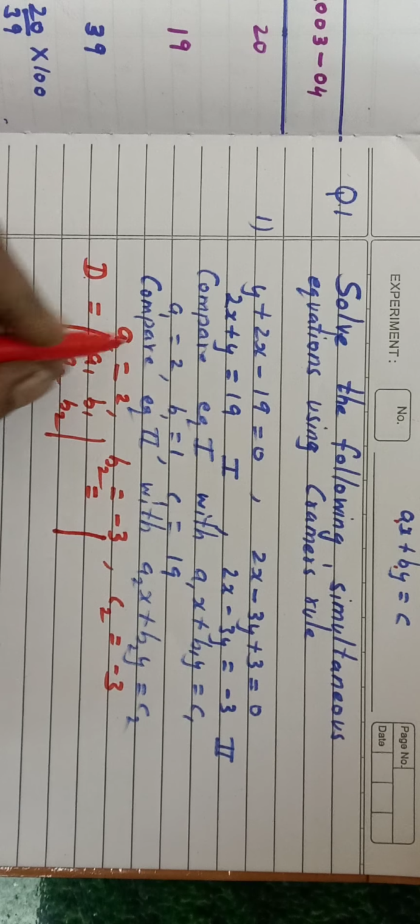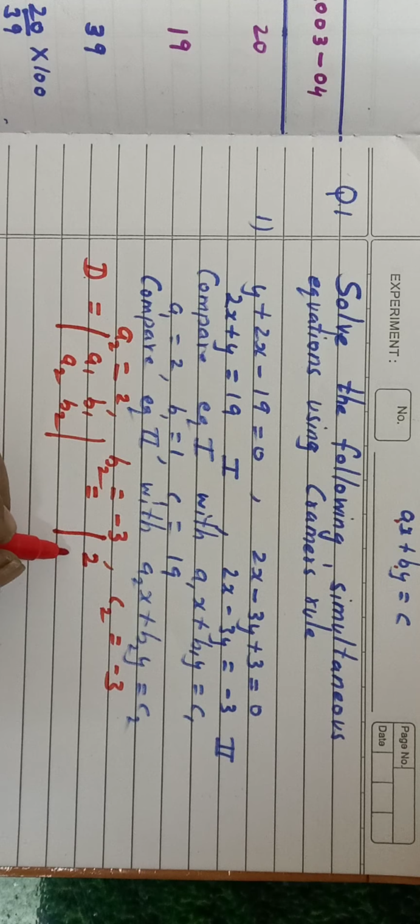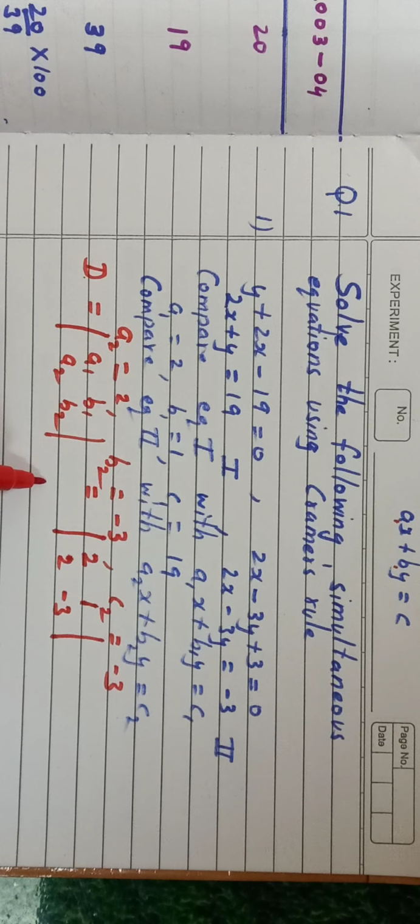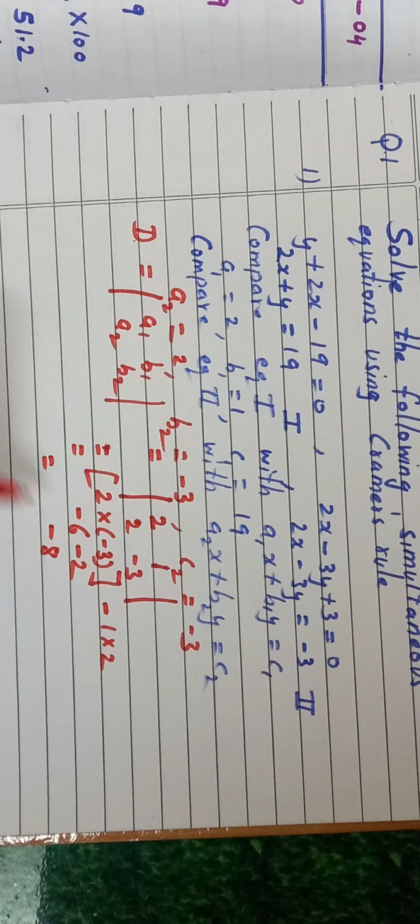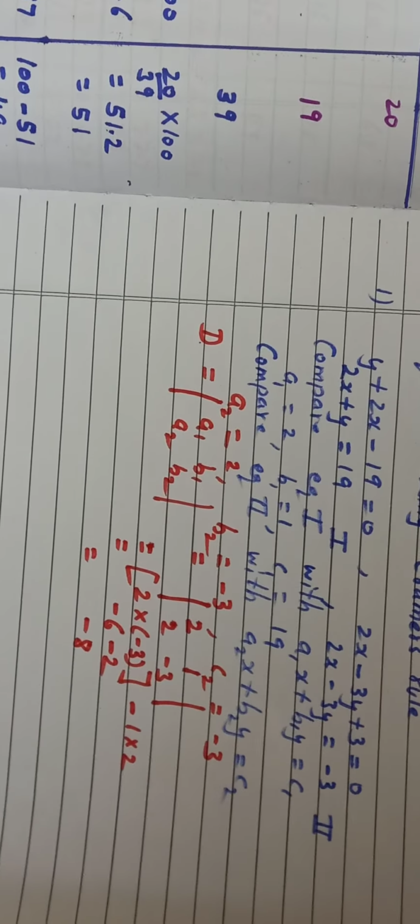Now what is a1? a1 is 2. A2 is also 2, B1 is 1 and B2 is minus 3. Which is equal to, now 2 into minus 3. Minus 3 is a negative integer, so put it in brackets like this, minus 1 into 2, which is equal to 2 into minus 3 is minus 6, minus 2. Minus 6 minus 2 is minus 8. Same sign, add and put the same sign. So we got the value of D.